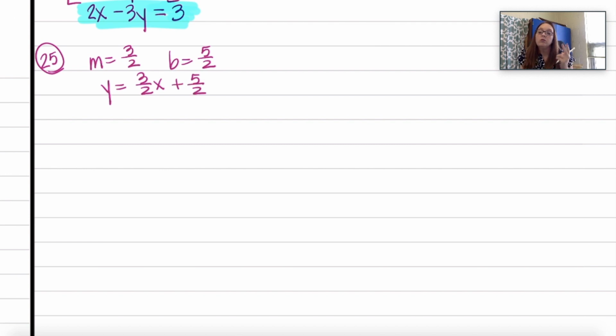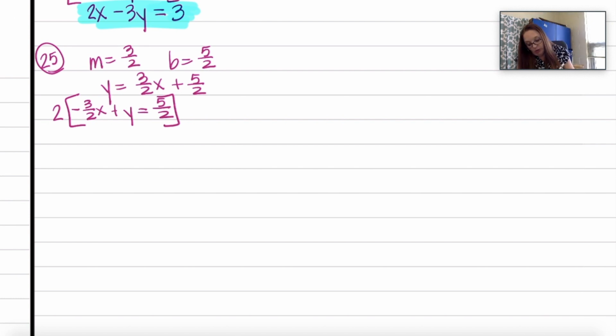Step 2, since you're going to standard form, remember, the x and y need to be on the same side of the equation. So I'm going to subtract 3/2 x on both sides, which gives negative 3/2 x plus y equals 5/2. Okay, now you have to get rid of your fractions. Both fractions have that same denominator of 2. So when I multiply everything through by 2, that's going to take care of both fractions, which is great.